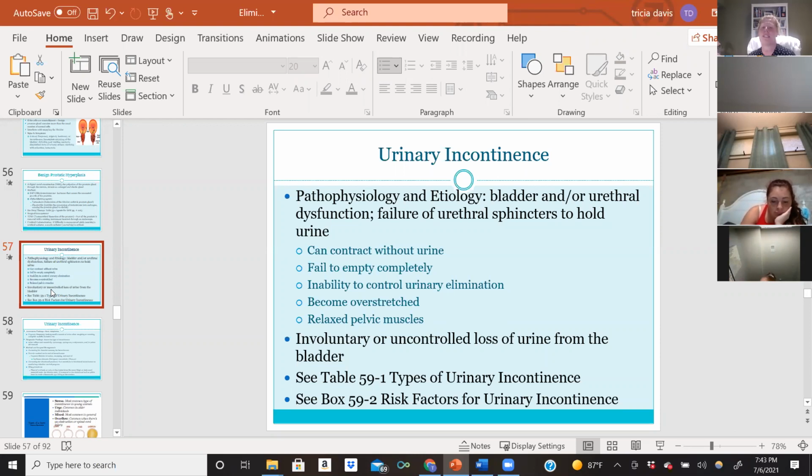And then sometimes we see that our pelvic muscles start to relax, and then we can have incontinence because of that. So incontinence is the involuntary or uncontrolled loss of urine from the bladder. Table 59.1 and 59.2 is good for you guys to look at. It talks about the types of urinary incontinence and the risk factors for urinary incontinence.